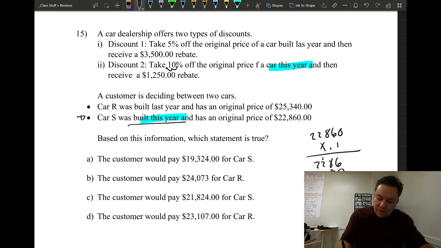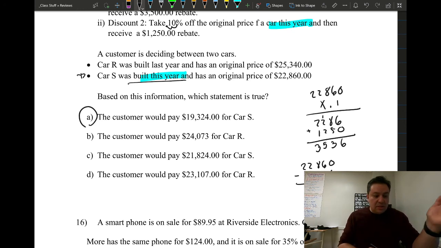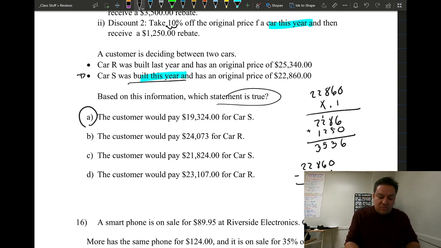So all you have to do now is subtract 22,860 minus $3,536. So 22,860 minus 3,536, and you get $19,324. The customer will pay that for car S. Yes, that should be my answer. There's no need to move forward, although you can check the other ones and make sure that the other ones are also incorrect, because you're looking for the true statement, and we found out that statement A is actually true.